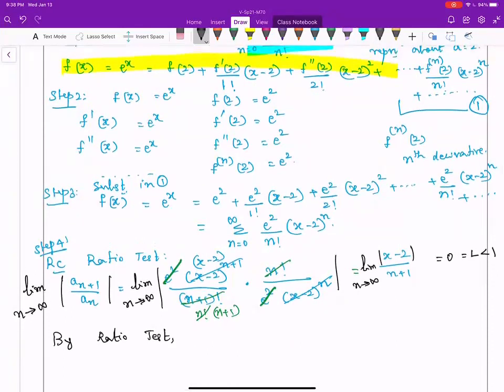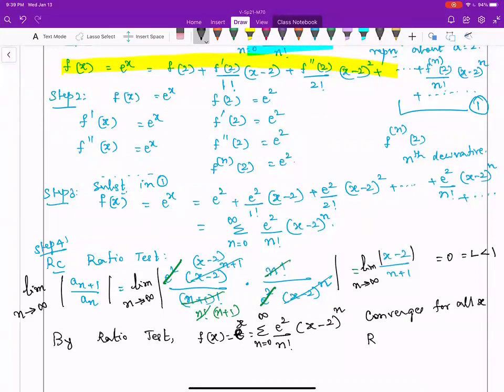we can say the Maclaurin series, here the Taylor series, for f of x equal to e to the x, sigma of (x minus 2) to the power n, converges for all x. And the radius of convergence is equal to infinity.